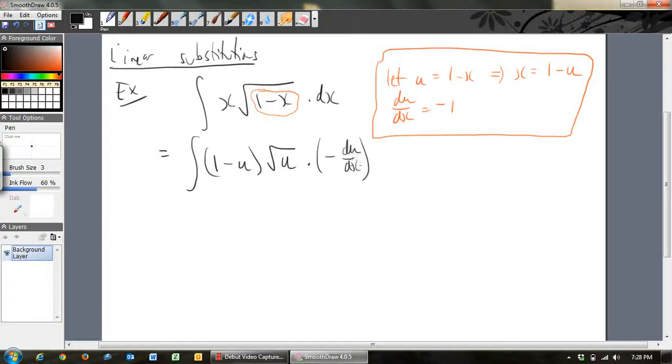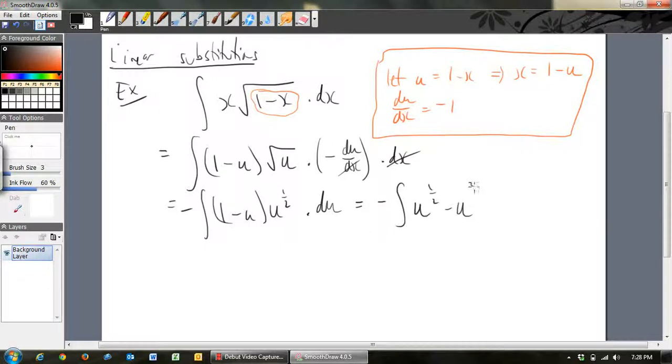We need du dx to be in there, so we'll chuck it in like that, and then we've got this dx there. Those dx's cancel out, and what we'll get is this. We'll get 1 minus u times u to the half, and you'll just get this negative. I'm just going to chuck this negative out the front, du. What we do at this stage is we can just expand this out. We've got to a stage where we can do this now, and so if we expand that, you'll get u to the half minus u to the 3 halves du.